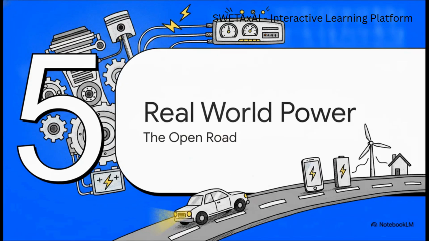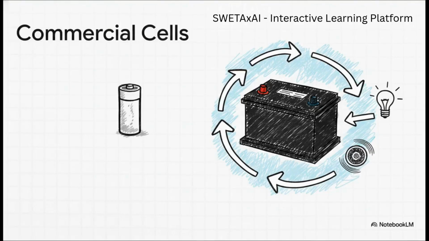And finally, Section 5, Real-World Power Applications, the Open Road. We've built the engine, we've wired up the dashboard. Now let's take these concepts for a spin and see how electrochemistry actually powers our everyday lives. Let's look at how commercial technology has evolved. First, we have the dry cell, or Leclanché cell. It's exactly what you'd find in standard flashlights or TV remotes.